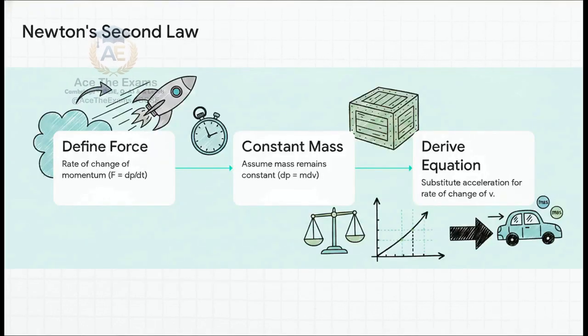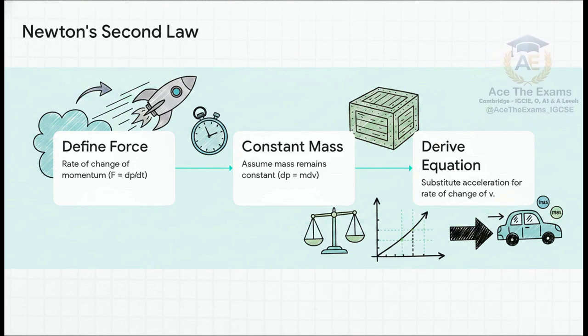All right, let's decode Newton's second law together. Step 1, force is literally the rate of change of momentum. Mathematically, we write this as F is proportional to delta p over delta t. And when we're using base SI units, that constant of proportionality just happens to be 1.